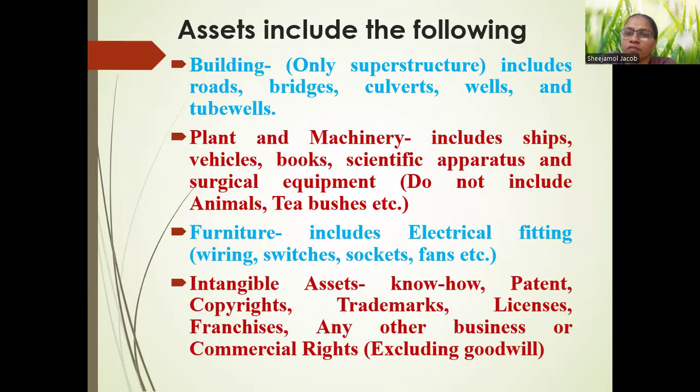So, what are the items included in building? Roads, bridges, culverts, wells, and tubes are all included in buildings. Plant and machinery includes ships, vehicles, books, scientific apparatus, and surgical equipment. Furniture includes all electrical fittings, that is wiring, switches, sockets, and fans. Intangible assets include know-how, patents, copyrights, trademarks, licenses, franchises, and any other business or commercial rights, excluding goodwill.